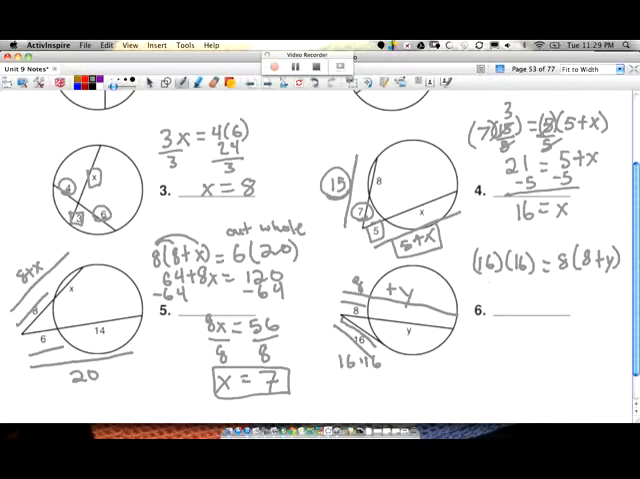Alright, so 16 times 16. What would that give me? I think it's 256. And over here I got 8 times 8 plus y. Well, that's going to be 64 plus 8y. Let's see if I can subtract 64 from each of these. And that would give me 198 equals 8y.